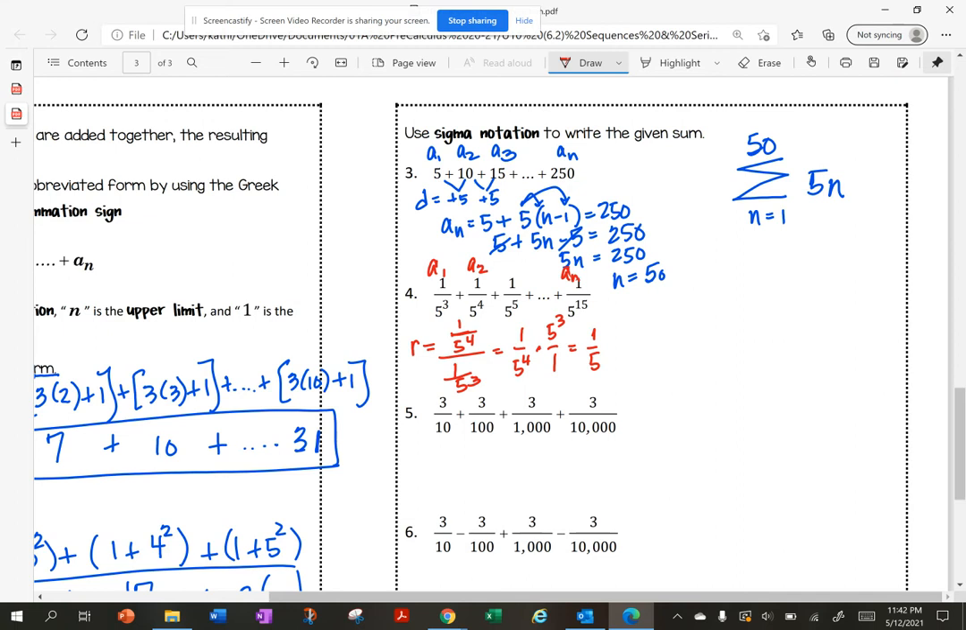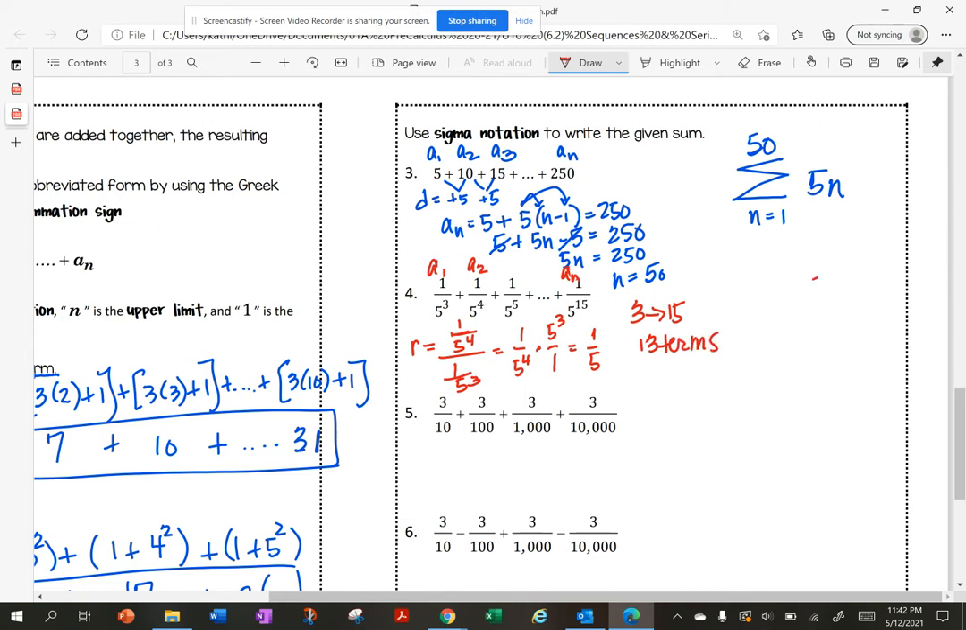So how many terms do I have? I know I'm going from 3 to 15. So 15 minus 3 is 12, but I have one number on each side. So I have a total of 13 terms.